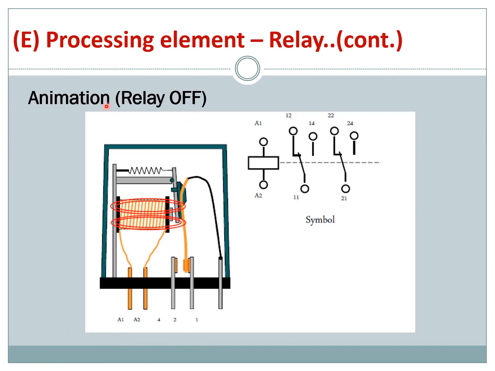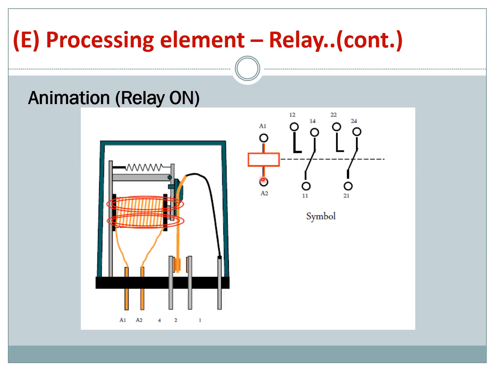This is a simple animation. When the relay is off, you can see the contact is on the right hand side, at number 1. But when the relay coil is magnetized, you can see the contact key is pulled towards the coil and the contact moves from 1 to 2. Generally 1 and 2 will have different voltages. So with this kind of magnetic actuation, you can switch between the contacts.